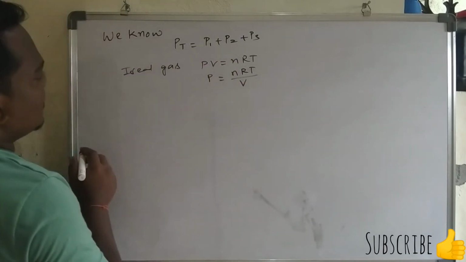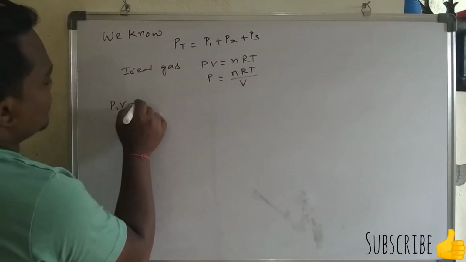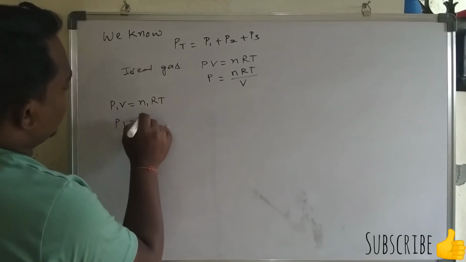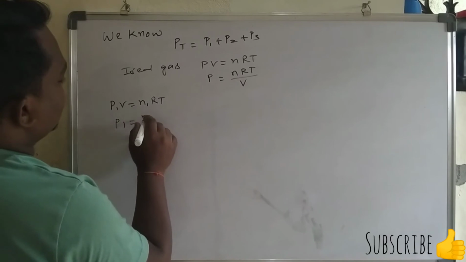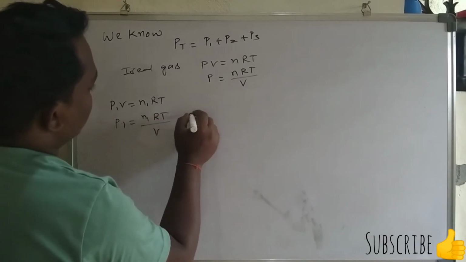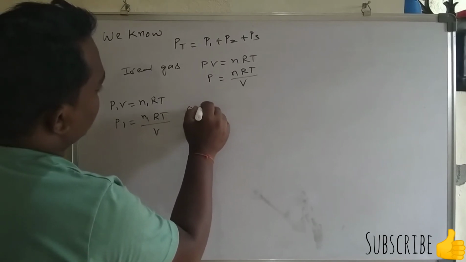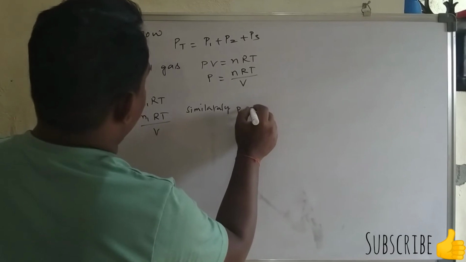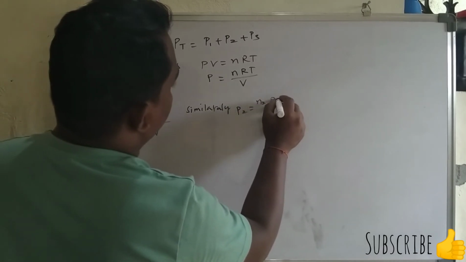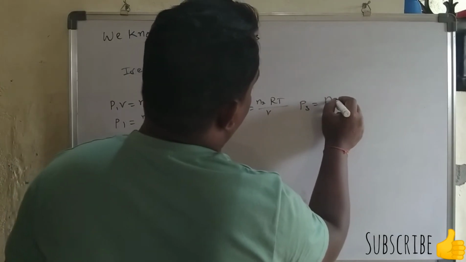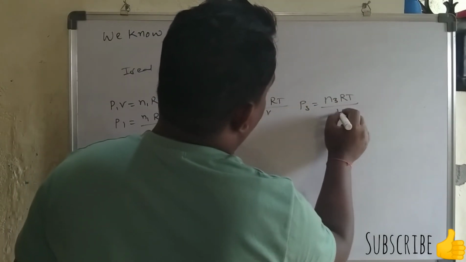So for this, P1V is equal to N1RT. Then P1 is equal to N1RT by V. Then similarly, P2 is equal to N2RT by V, and P3 is equal to N3RT by V.